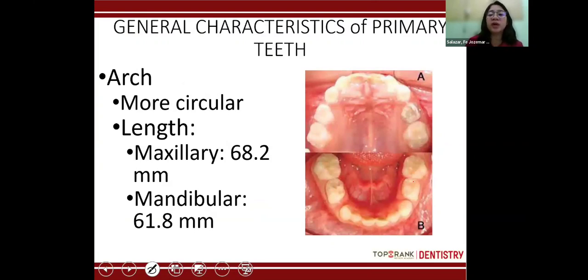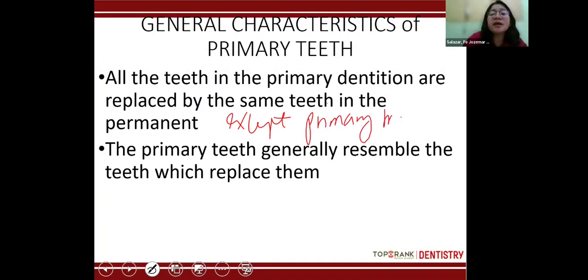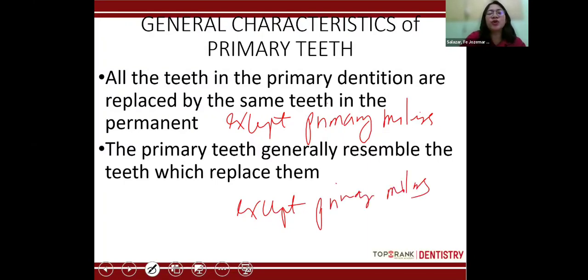Mandibular arch, it's 61.8. Okay, all teeth in the primary dentition are replaced by the same teeth in the permanent, except for the primary molars, because they are not replaced by the permanent molars. They are replaced by your premolars. Primary teeth generally resemble the teeth that replace them, again except for the primary molars, because they do not look like your permanent premolars.